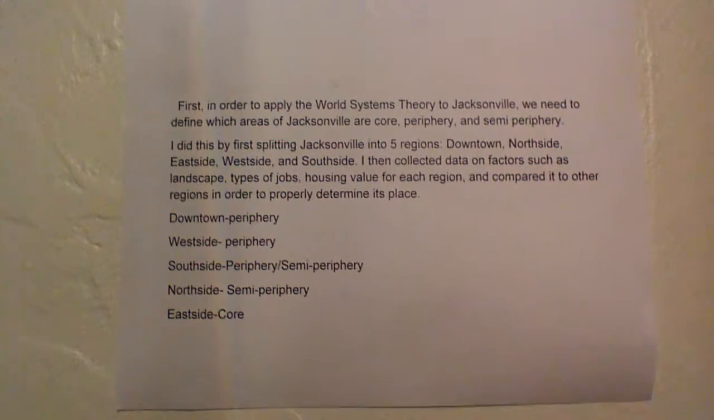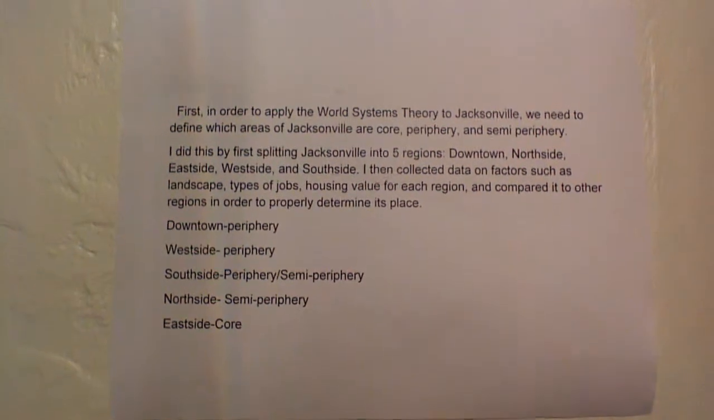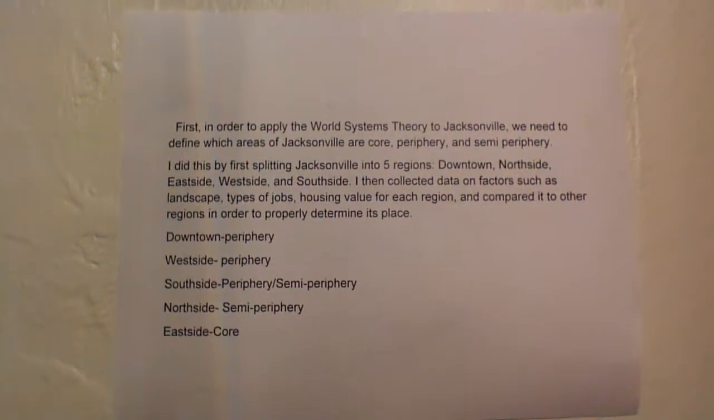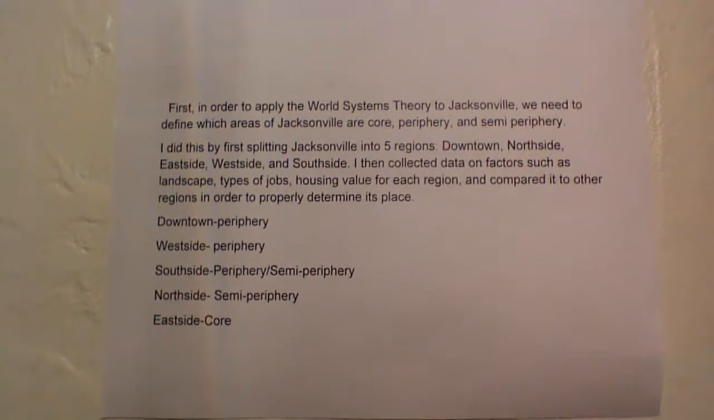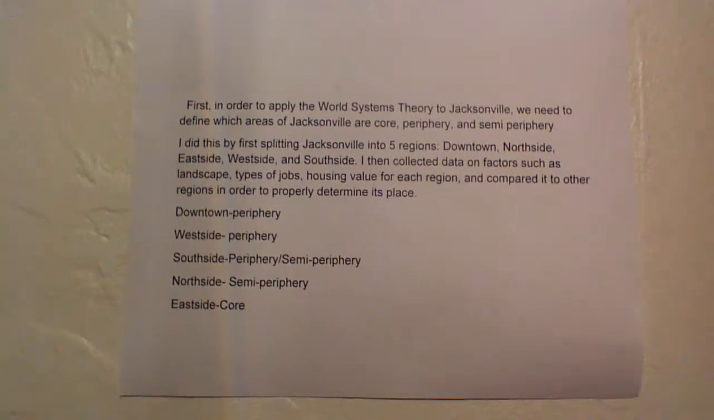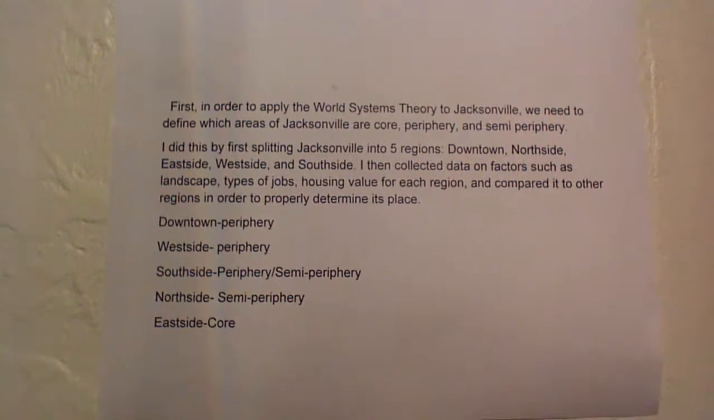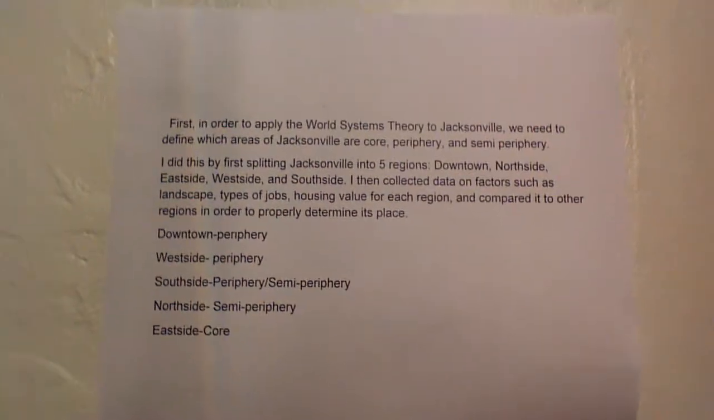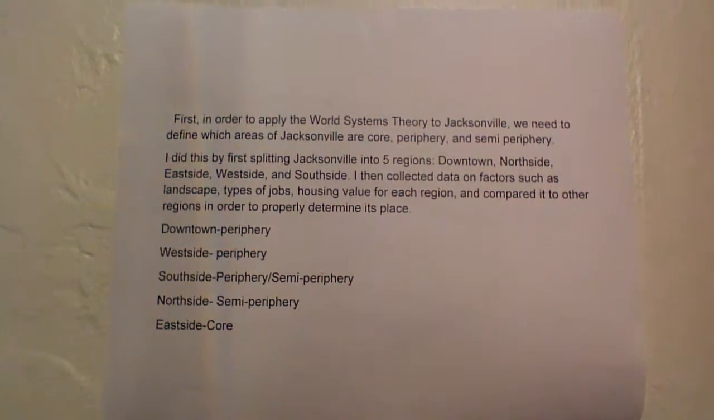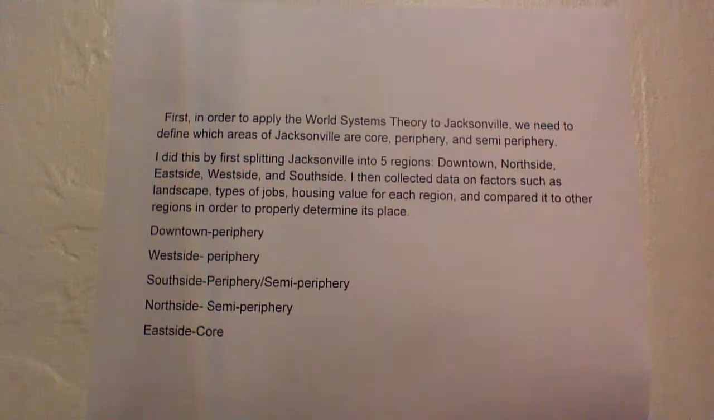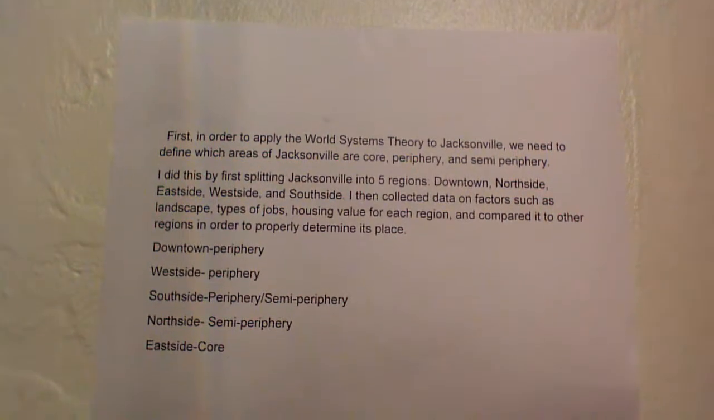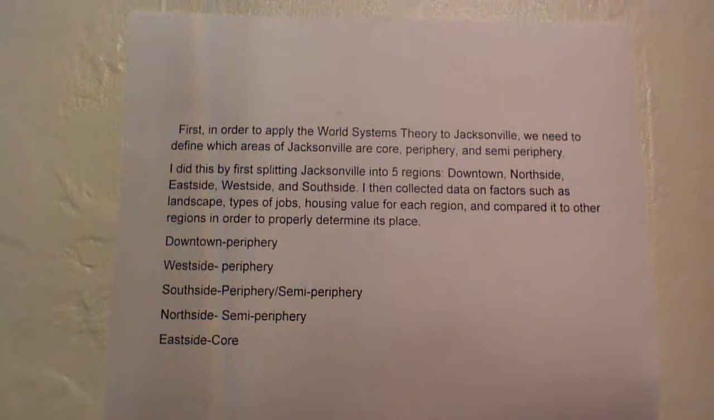Now let's apply this theory to Jacksonville. The first thing that we need to do is rescale it. As most of the world systems theory takes place on the global scale, we need to rescale it to the local scale, as Jacksonville is a city. First, in order to apply the theory, we need to define which areas of Jacksonville are core, periphery, and semi-periphery. The first step that I did was to divide Jacksonville into 5 main regions: downtown, north side, east side, west side, and south side. I then collected data on factors such as landscape, types of jobs, and housing value for each region, and I compared it to other regions in order to properly determine its place.